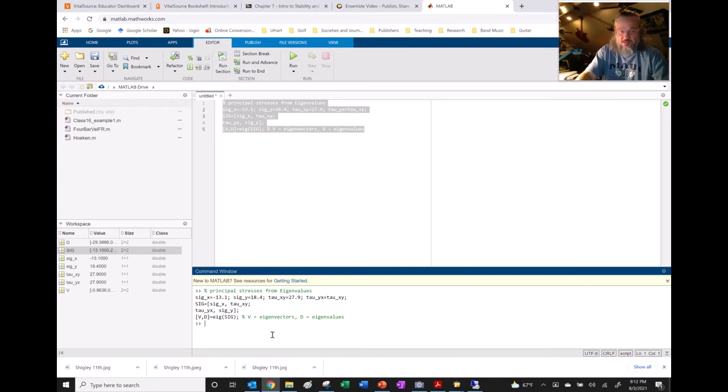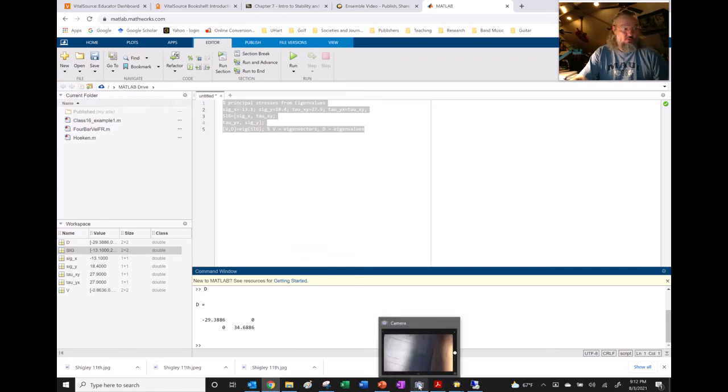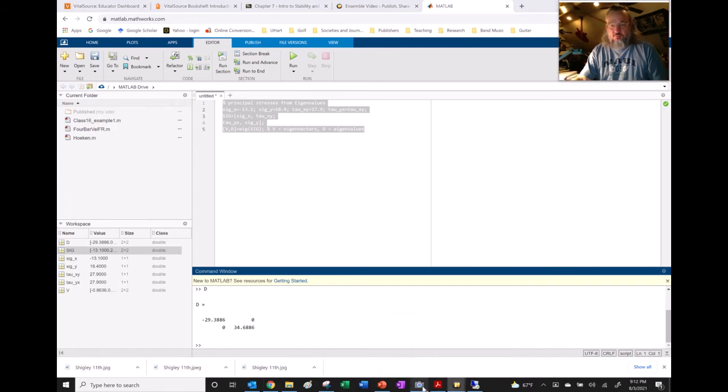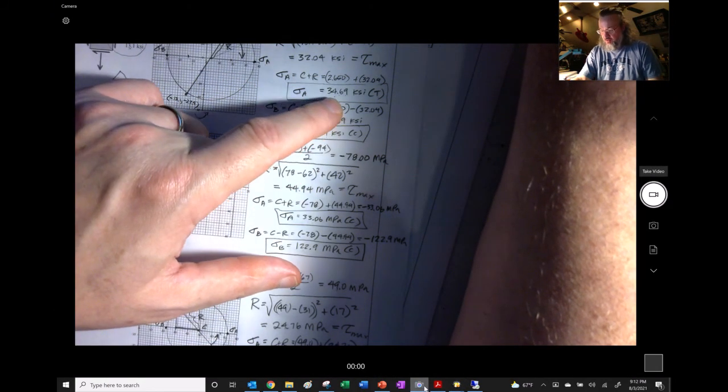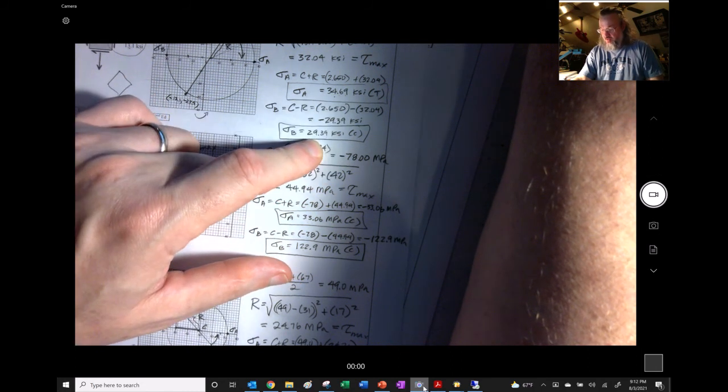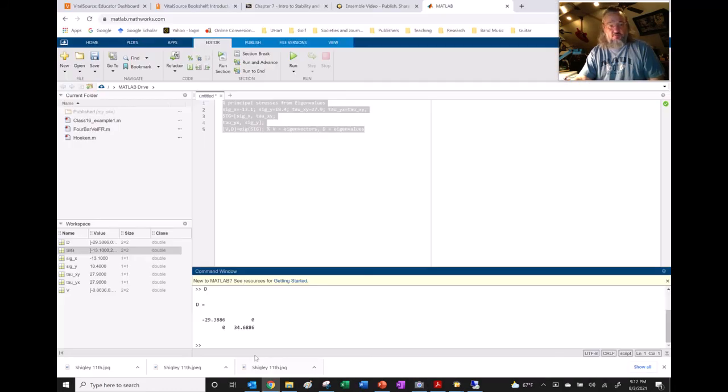D should be the principal stresses if you just type in D. Negative 29.38 and 34.68. Right, so if we go back to what we just calculated a second ago, right there we had 34.69, right, and negative 29.39. So those are the principal stresses.